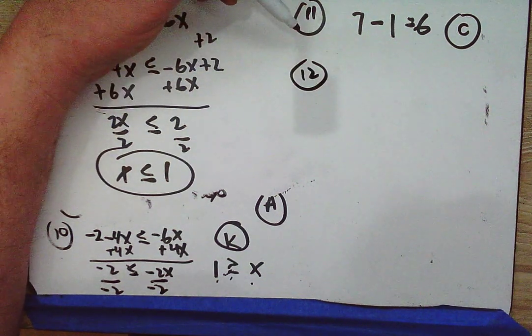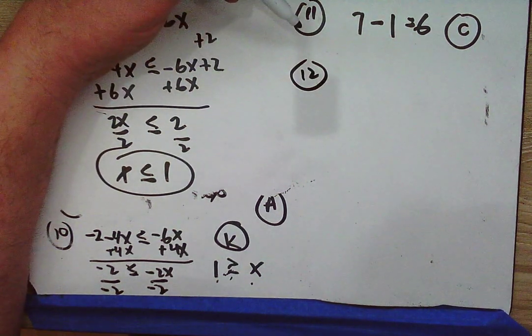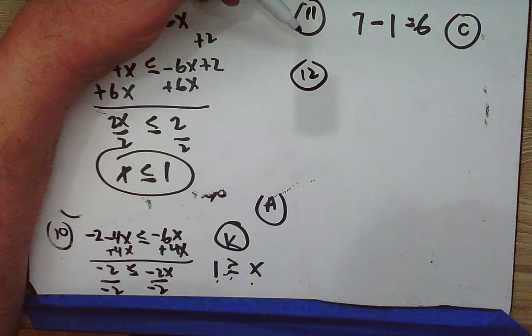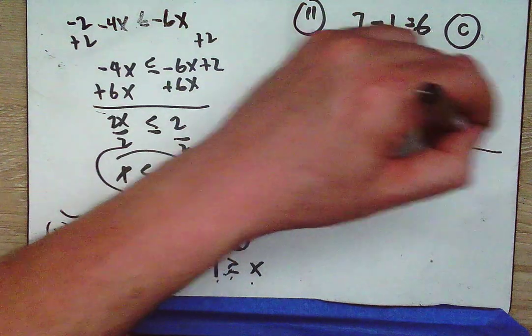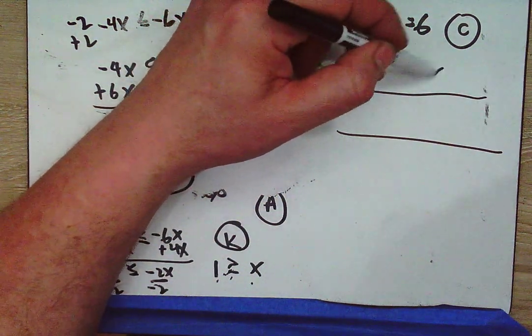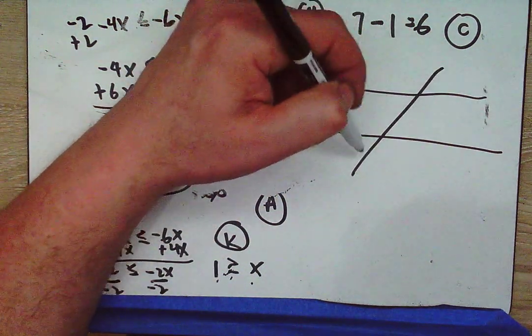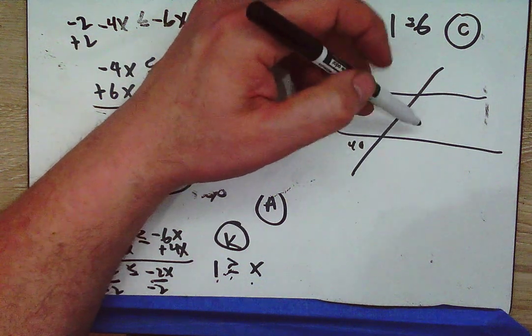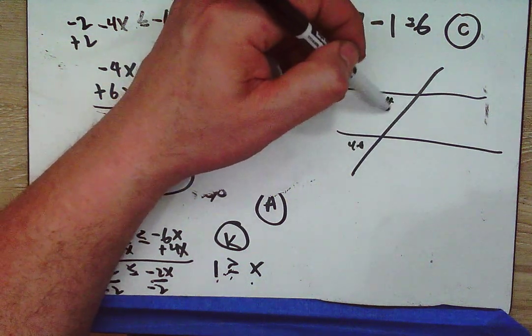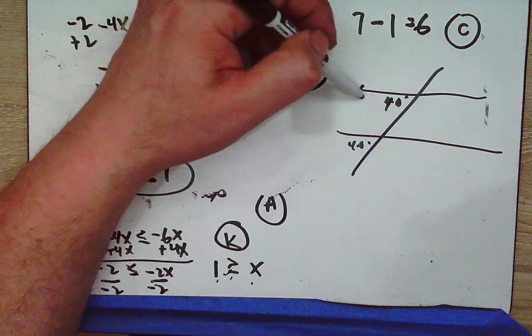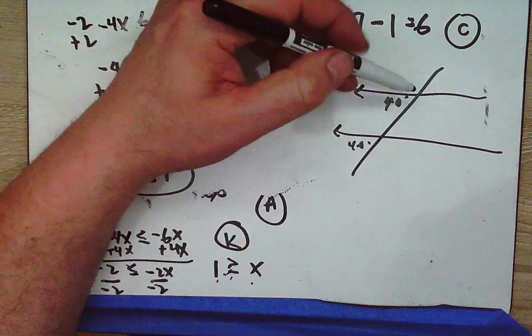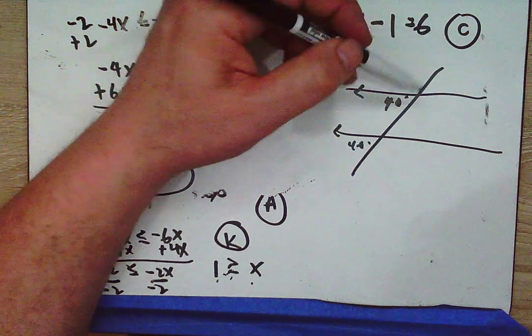12. In the diagram shown, line T crosses parallel lines N and M. What's the degree measure of x? Well, since these lines are parallel, cut by a transversal, and this is 40, we know that this is 40 because those are corresponding angles, and corresponding angles are congruent when parallel lines are cut by a transversal.